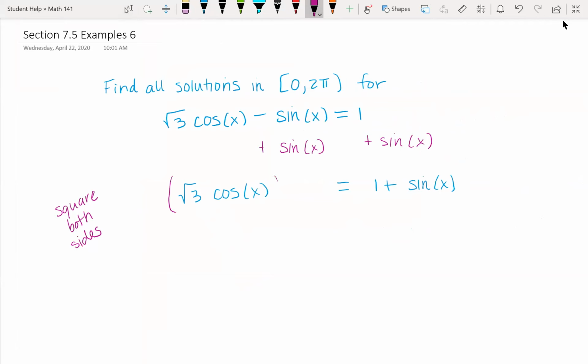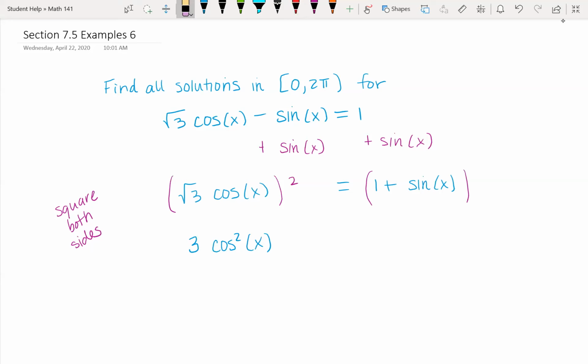And when we do that, on the left-hand side, we have two things that are multiplied. So I'm going to square the square root of 3 as it is. When I square square root of 3, I just end up with 3. And then cosine is going to be cosine squared x. These two terms are multiplied together, so I'm just going to square the first one and square the second one. I don't have to do anything different for those.